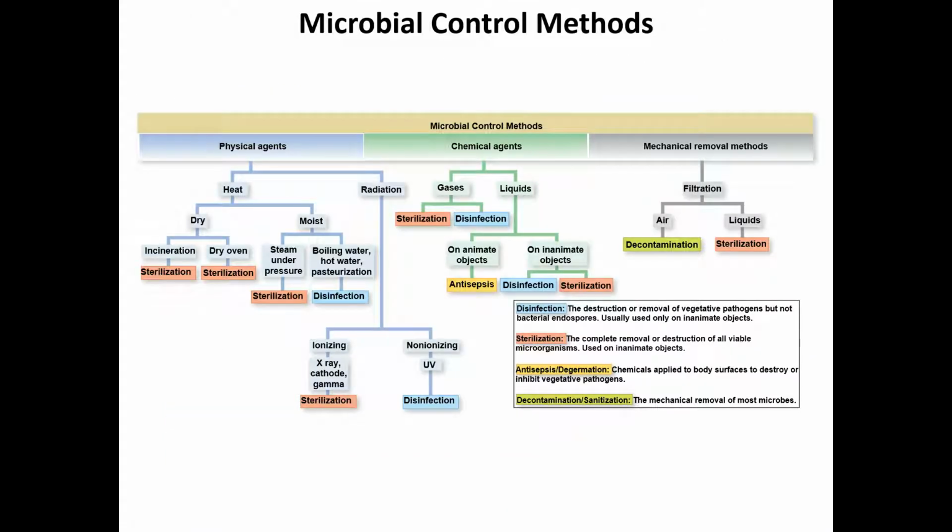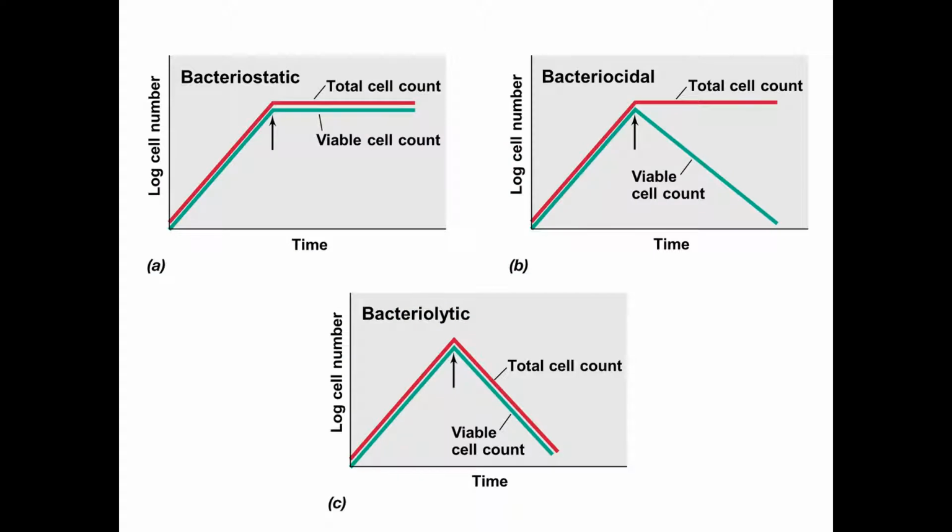This table, the same table as in your book, gives you a nice overview of all the different types of control measures. You can use physical means of eliminating and controlling microbial growth, you can use chemical agents, and you can use mechanical methods. We're going to walk through these different types of processes in the next couple of slides.